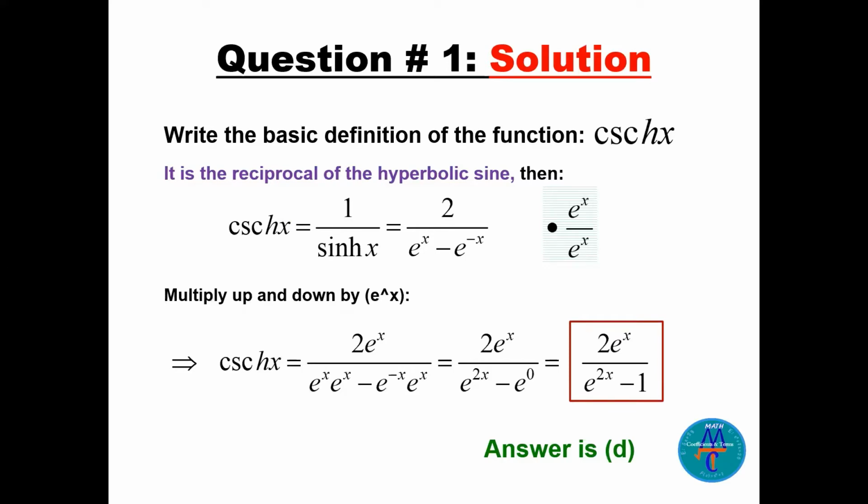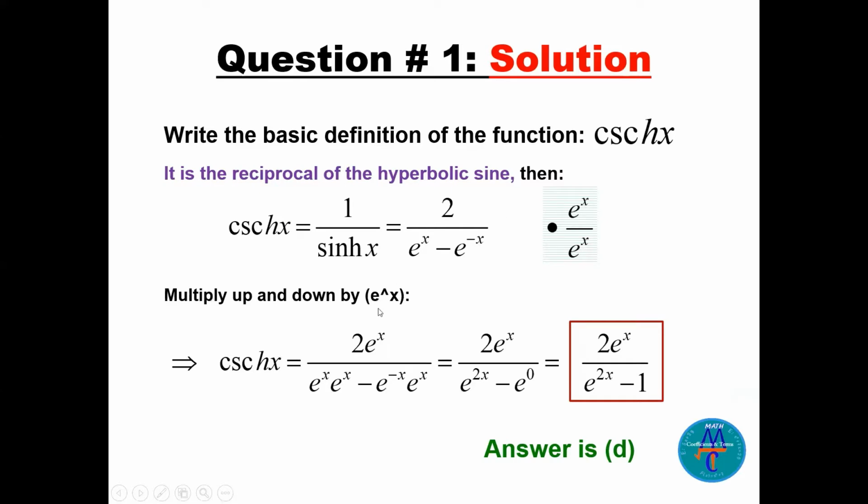Now, hyperbolic cosecant is the reciprocal of hyperbolic sine. So hyperbolic cosecant will be 1 over hyperbolic sine of x, which is 2 over e to the power x minus e to the power minus x. Let's multiply up and down by e to the power x.